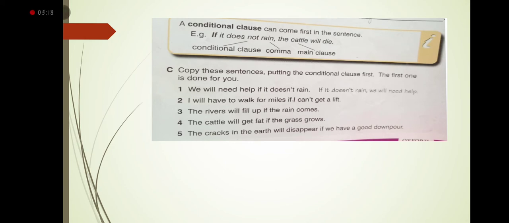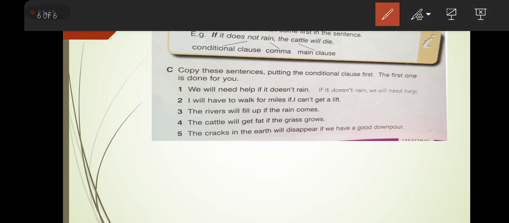So what you are supposed to do in C part, copy these sentences, putting the conditional clause first. The first one is done for you. Here we will need help if it does not rain. You have to write this conditional clause at the start and then a comma and then the main clause, like they have done for you. If it does not rain, we will need help. You can see that they have put if at the start and then a comma, and the main clause at the end. You have to do these remaining sentences on your own.